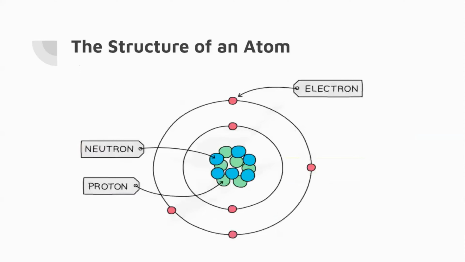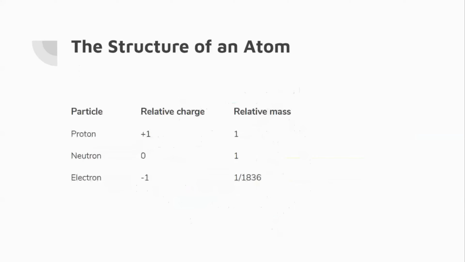The diagram shows an atomic structure with the electrons orbiting around the nucleus and the neutrons and the protons within the nucleus. Protons have a relative charge of positive 1 and a relative mass of 1. Neutrons have a relative charge of 0 and a relative mass of 1. Electrons have a relative charge of negative 1 and a relative mass which is 1836 times less than the mass of protons or neutrons.